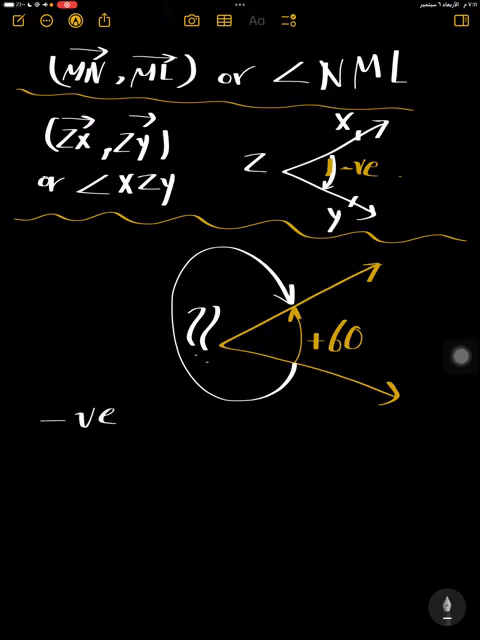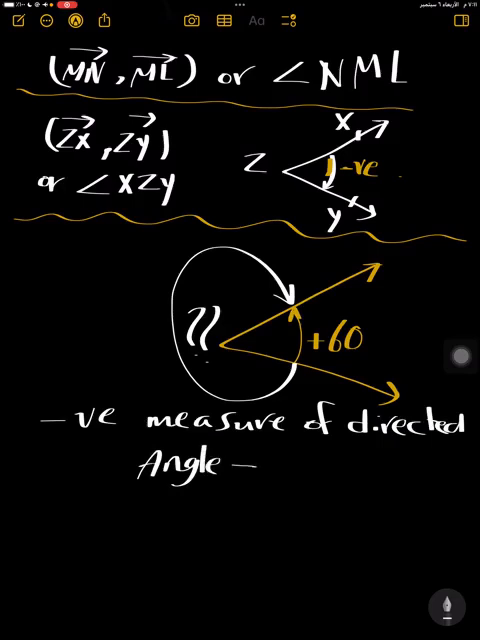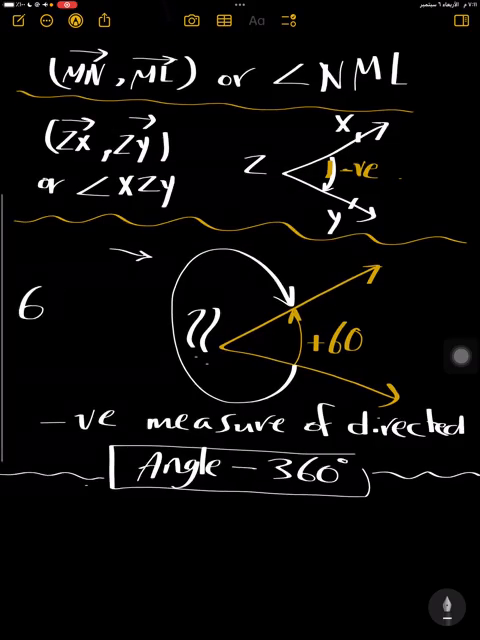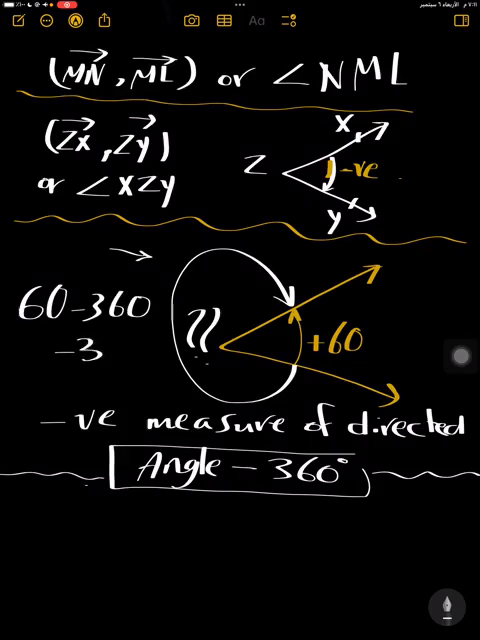To find the negative measure of directed angle, we make the directed angle minus 360. Again, to find the negative measure of directed angle, we make this angle minus 360. In this example, if we want to find the negative measure of this directed angle, we make this angle 60 minus 360. The result will be negative 300. So the negative measure of this directed angle is negative 300.